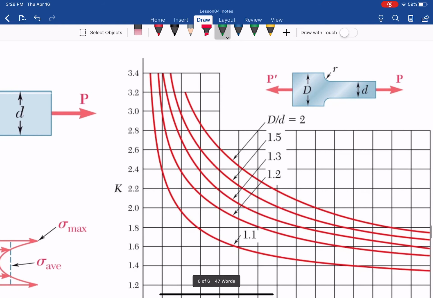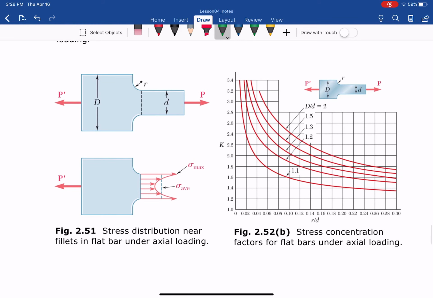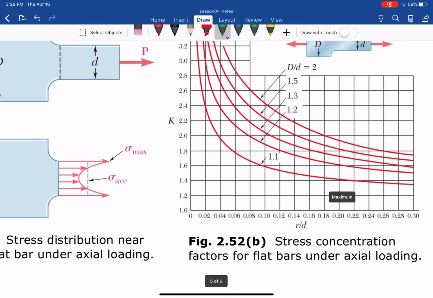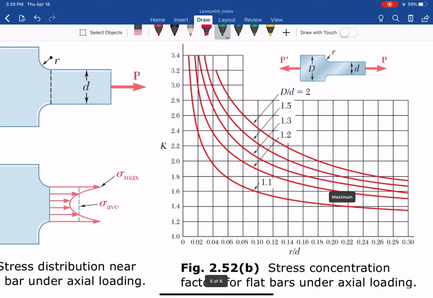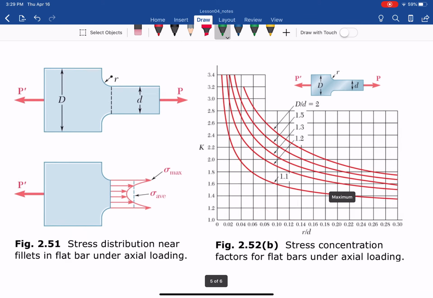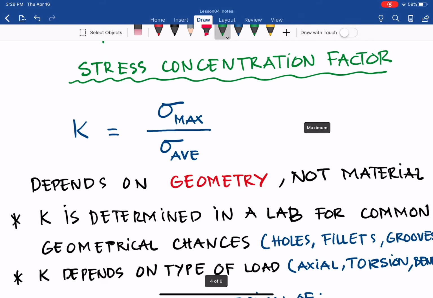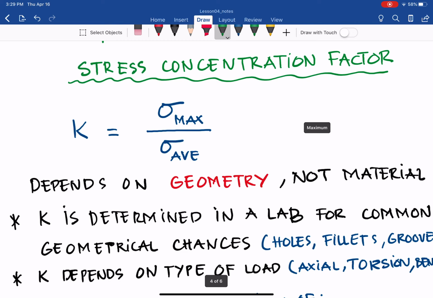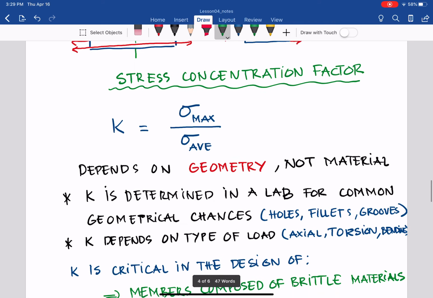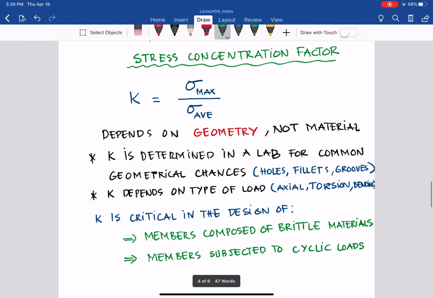For example, if D capital over D small equals 1.5, 1.3, or 1.2, they have different curves. You take those two ratios, the radius of the fillet over D small and D capital over D small, find the correct curve, and then find out the K. Then apply the equation K equals sigma max over sigma average, and you can find the maximum stress at that discontinuity or change in geometry. With that, we finish the stress concentration factor, and let's go ahead to practice worksheet 4E.